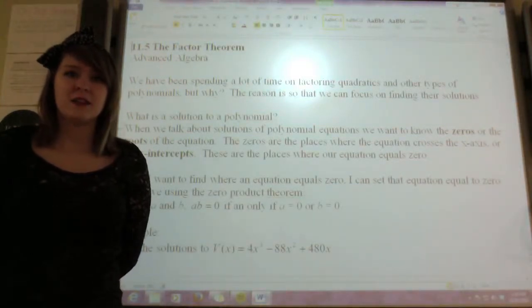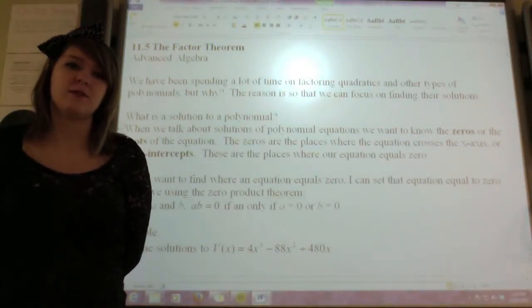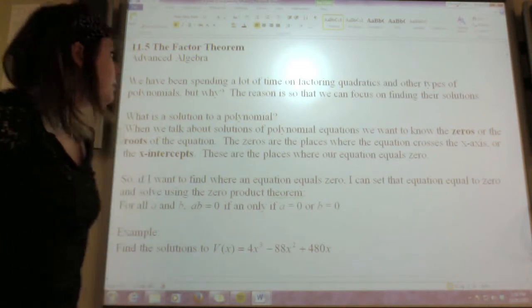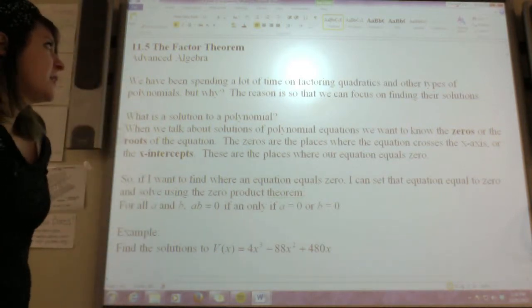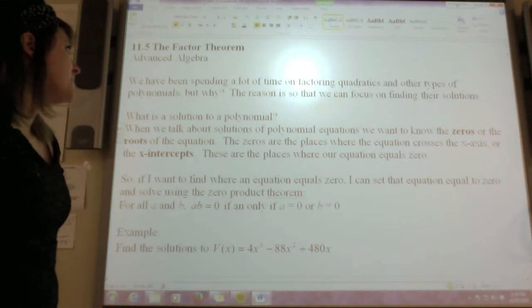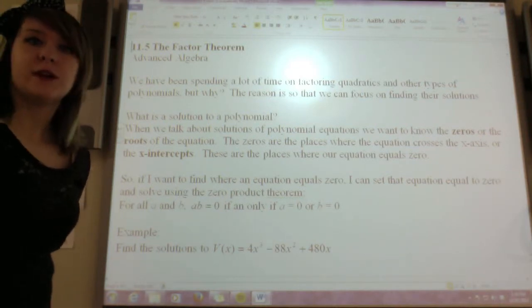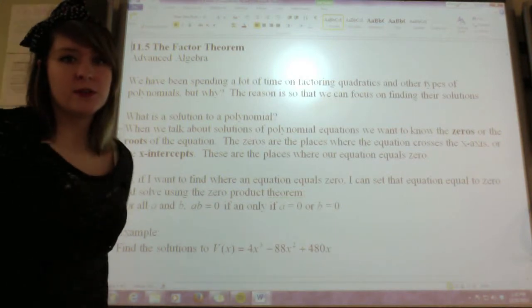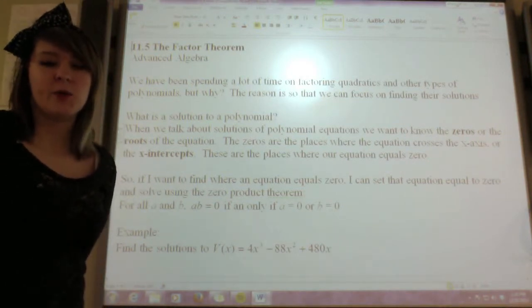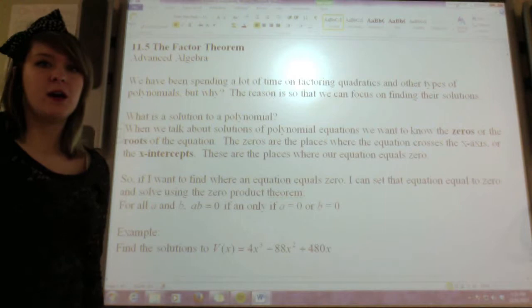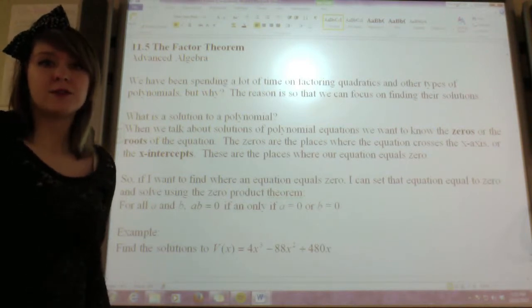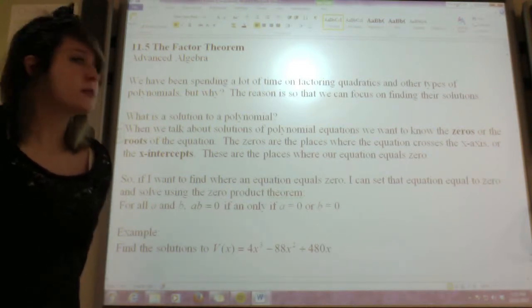Hey guys, today we're doing chapter 11, section 5, which is on the factor theorem. So we've been spending a lot of time on factoring quadratics and other types of polynomials, but why? Well, the reason is so we can focus on finding their solutions. You may have noticed that when we're factoring these polynomials, we're coming up with what are called the roots, and those are the equivalent of the x-intercepts.